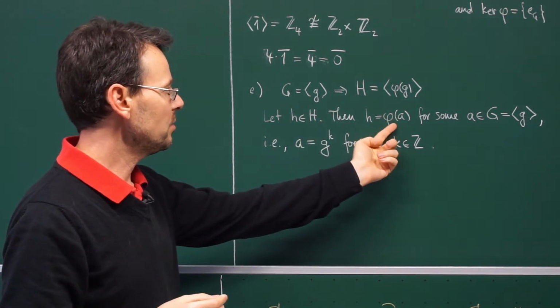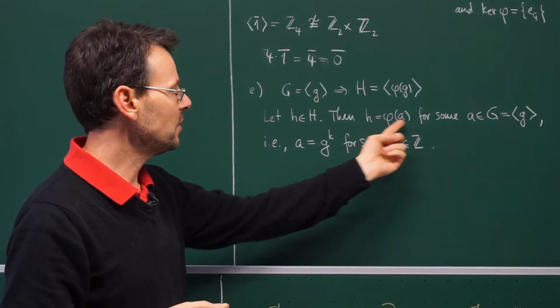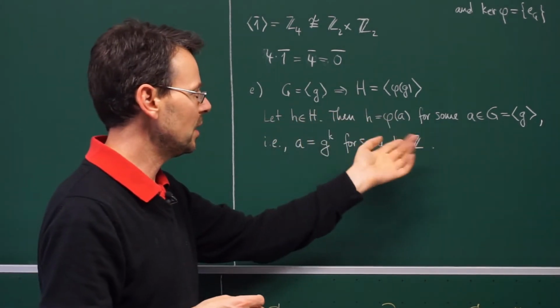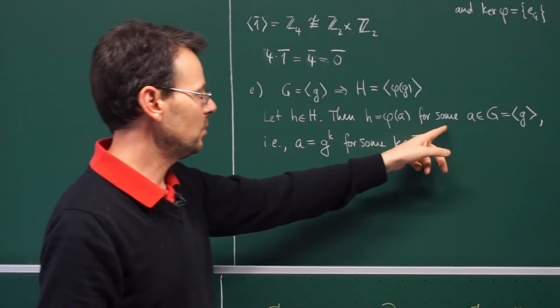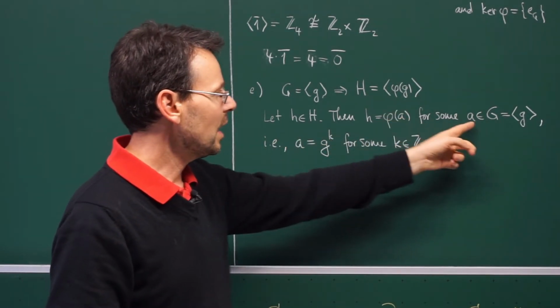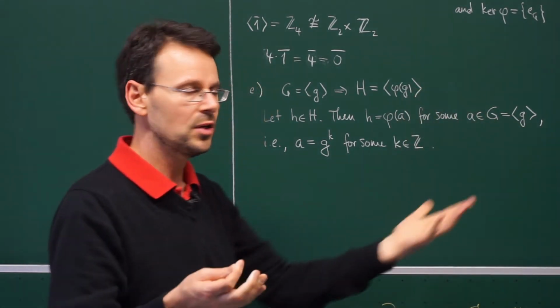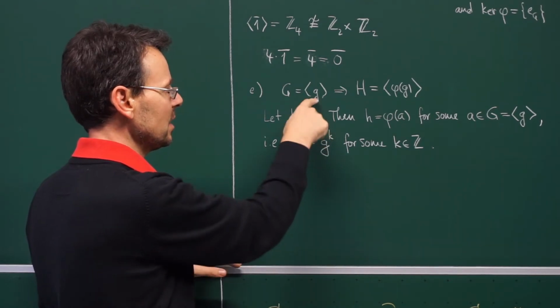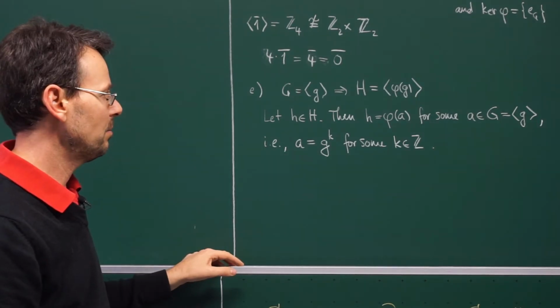Then, because phi is bijective, we know that h can be written in a unique way as phi of a. Here again, surjectivity would be enough, because we simply need that it can be written for some a. It doesn't have to be unique. But we know that this a here lies in G, which by assumption is cyclic. By definition of cyclic groups, this means exactly that a can be written as this generator raised to some integer power k.